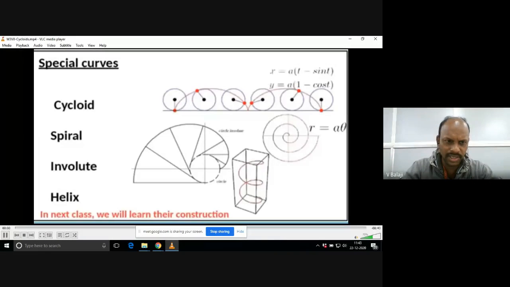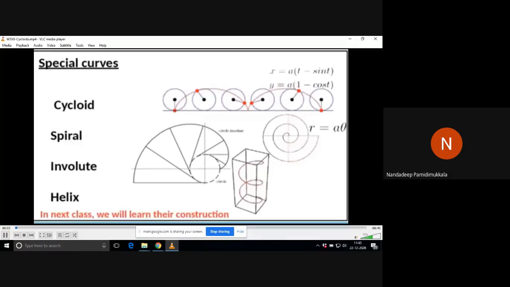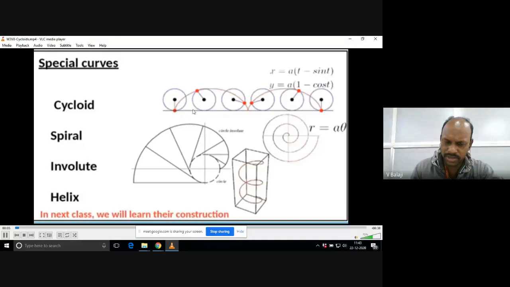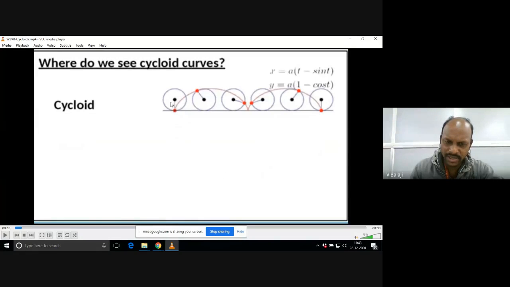Are you able to see the screen? Yes, sir. So here you see the cycloidal curve will be like this. Suppose a circle or cycle wheel is rolling without slipping on a straight ground. Suppose this red point, which is the common point for the circle as well as the ground. Suppose the cycle wheel is rolling from left to right, traveling on a straight horizontal ground.